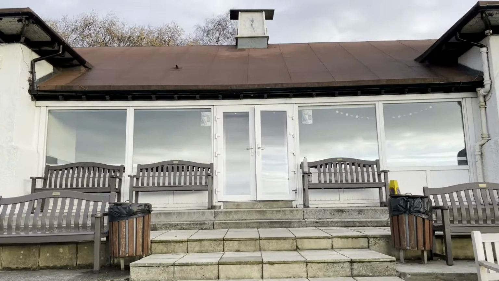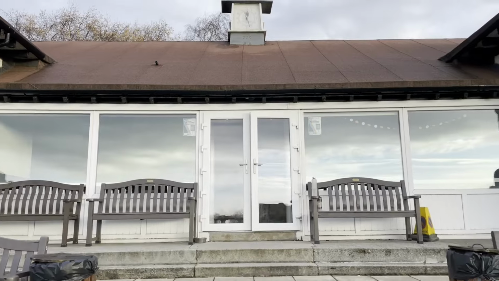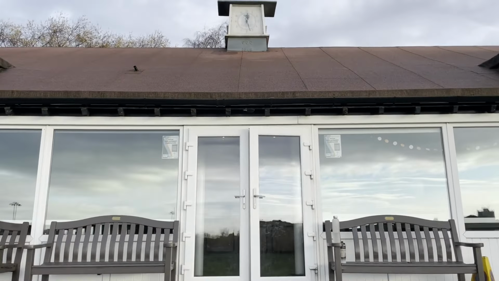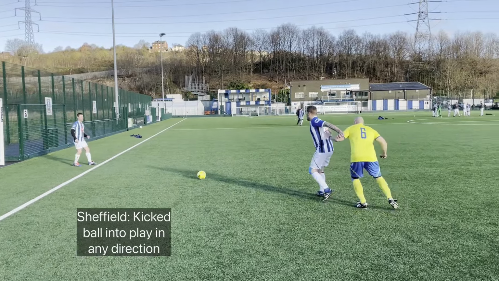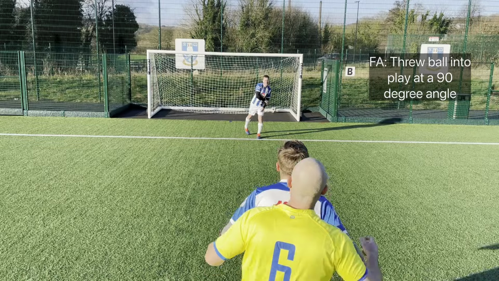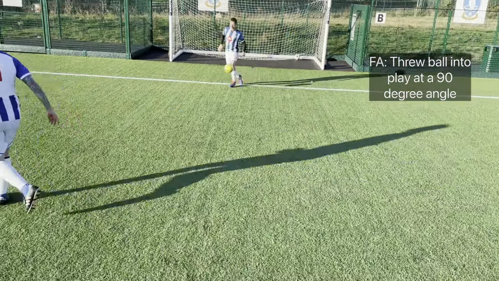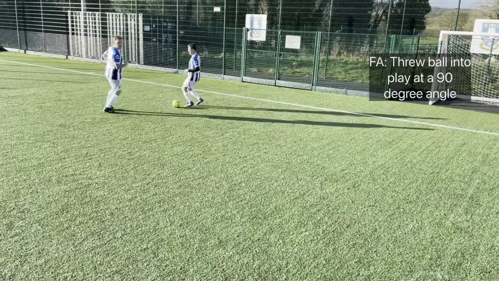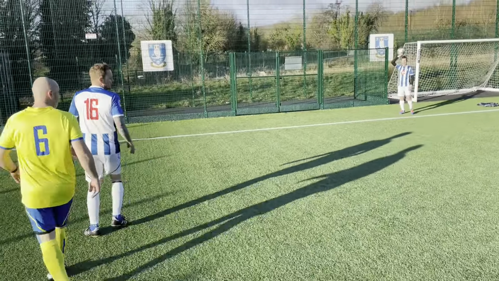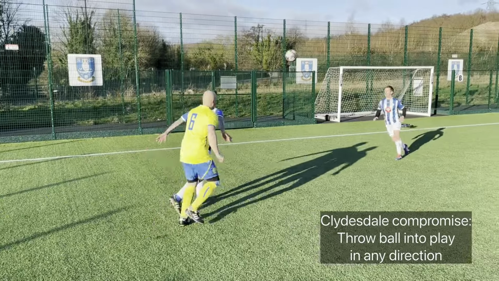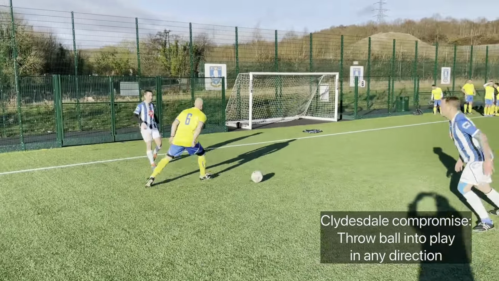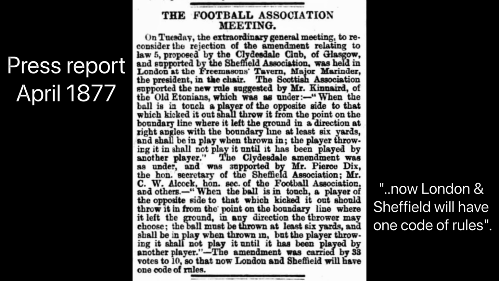In early 1877, Clydesdale suggested to both the FA and the Sheffield FA to adopt a new way of throwing the ball in from touch. Sheffield at the time kicked the ball in any direction. In comparison, the FA threw the ball in one-handed at a 90-degree angle to the line, much like rugby today. Clydesdale suggested both codes accepted a rule change where you could throw the ball back into play in any direction. Eventually, by April 1877, both FAs agreed on this change, which allowed both codes to effectively amalgamate.